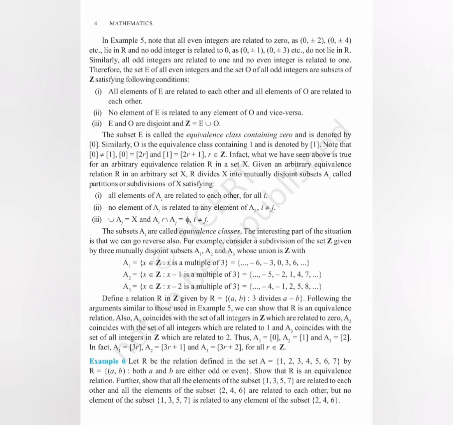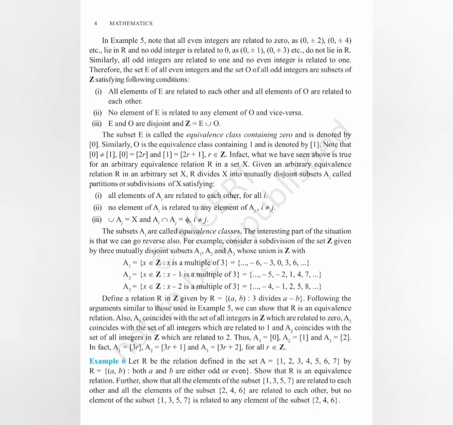A3 equals x belongs to Z such that x minus 2 is a multiple of 3. Now subtract minus 2 from the first set, then the set will be minus 4, minus 1, 2, 5, 8, etc. Define a relation R in Z given by R equals (a, b) such that 3 divides a minus b. Following arguments similar to those used in example 5, we can show that R is an equivalence relation.